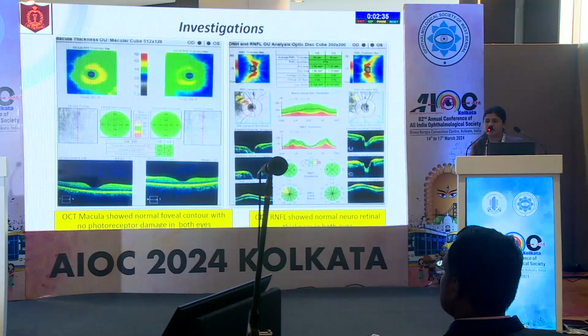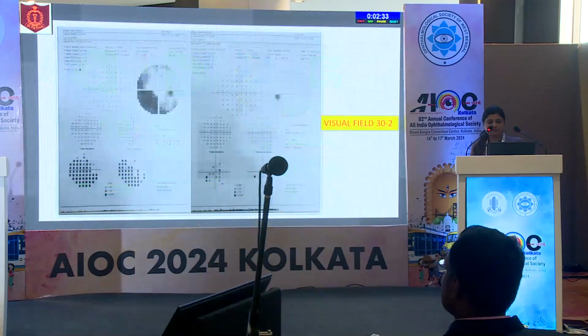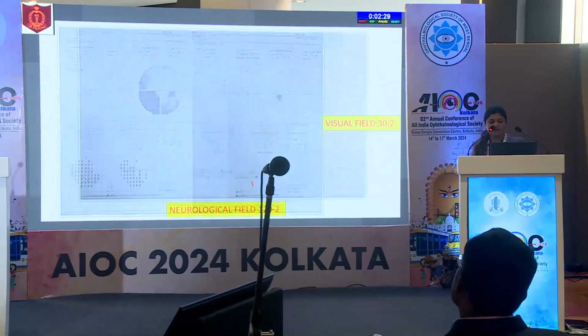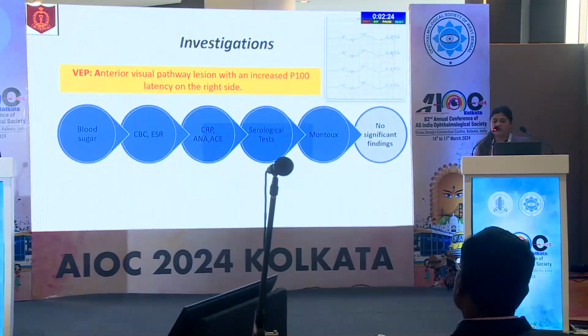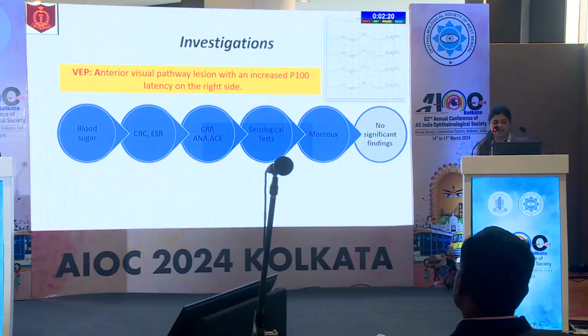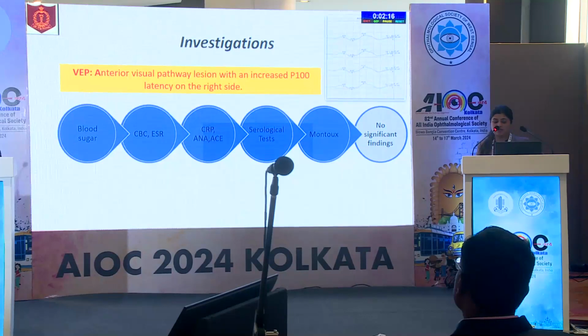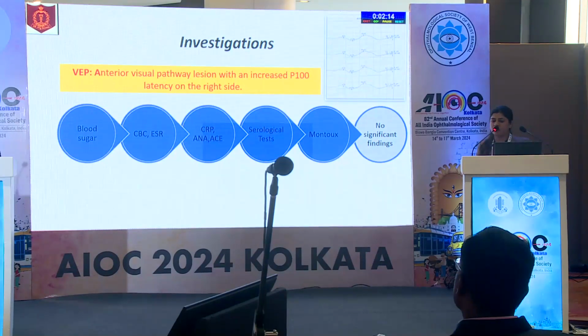OCT macula and RNFL were within normal limits. The visual field 30-2 showed inferotemporal field defects. VEP showed a visual pathway defect with increased P100 latency on the right side. The other investigations, including blood sugar, CBC, ESR, other inflammatory markers, serological tests, and Mantoux, were negative.